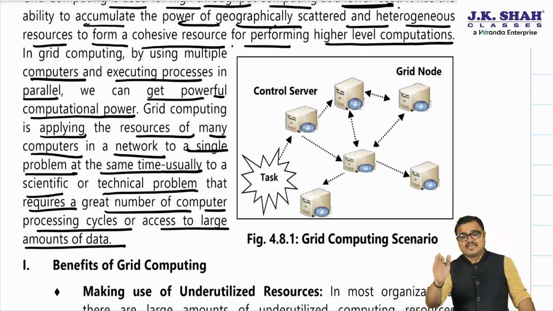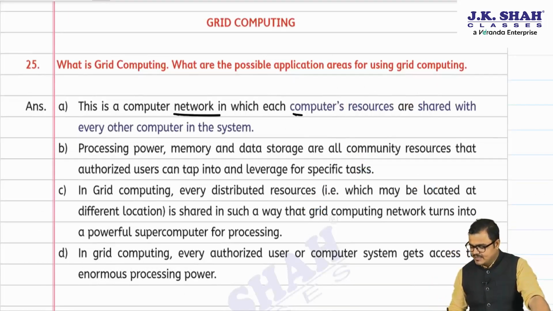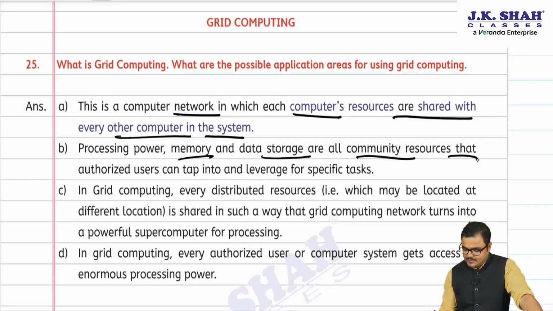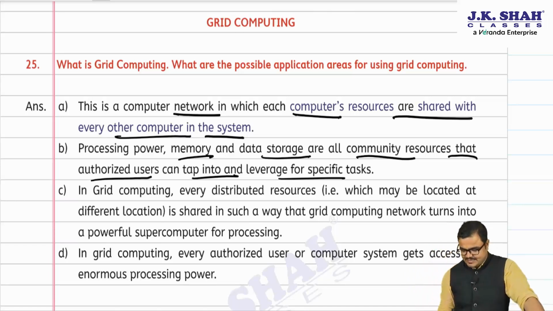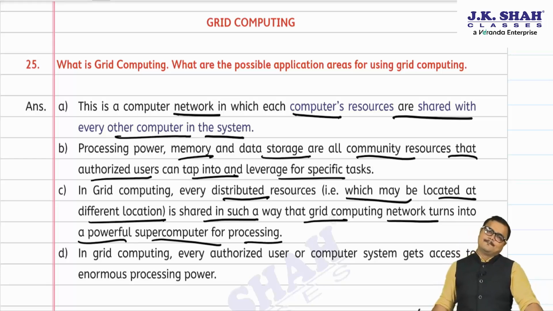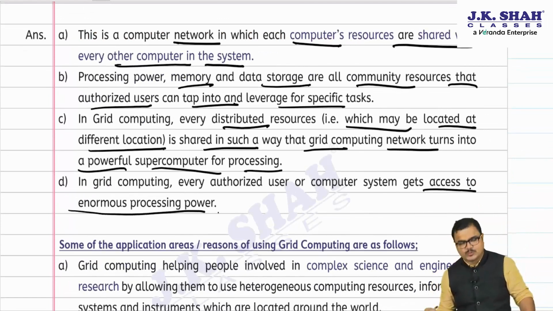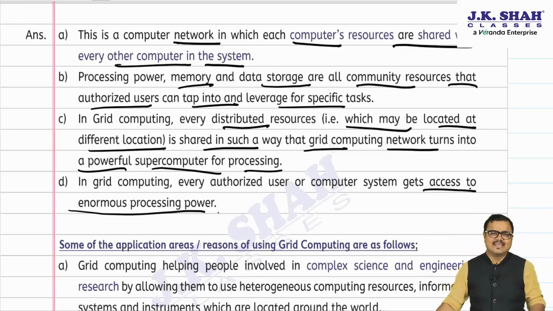I would like to show you from our jksc book also, please. Question number 25 from our jksc also. Yes, sir. This is a computer network in which each computer's resources are shared with every other computer in the system. Processing power, memory and data storage all are community resources that the authorized users can tap and leverage for the specific task. Of whatever we had studied, the conclusion part is here. Yes, sir. Every distributed resource, which may be located at a different location, is shared in such a way that grid computing networks turn out to be a powerful supercomputer for processing. Am I very clear to you? Yes, sir. And we can get access to the huge processing power or processing capacities. Agreed, my dear charters? Yes, sir.